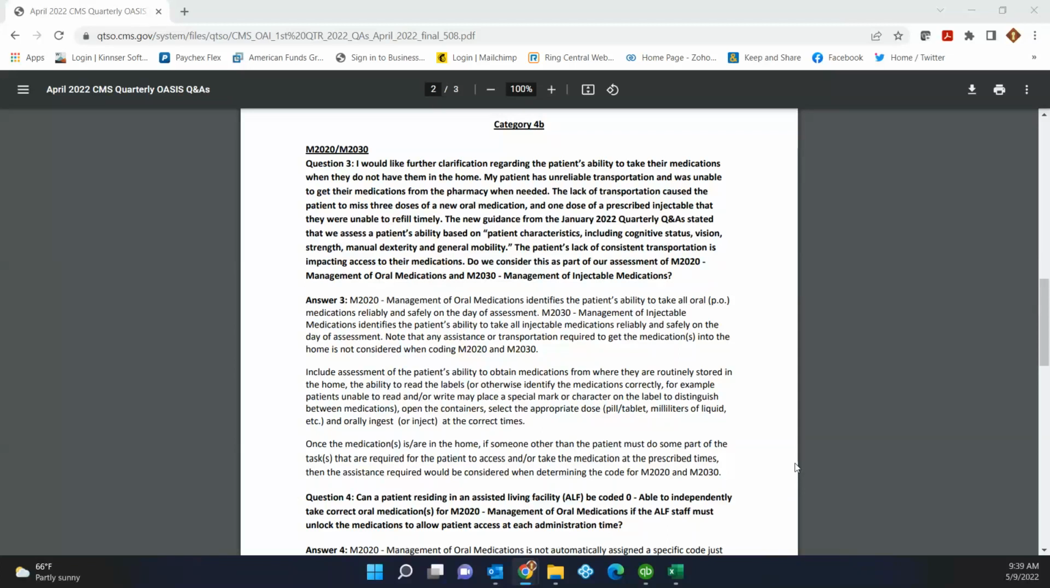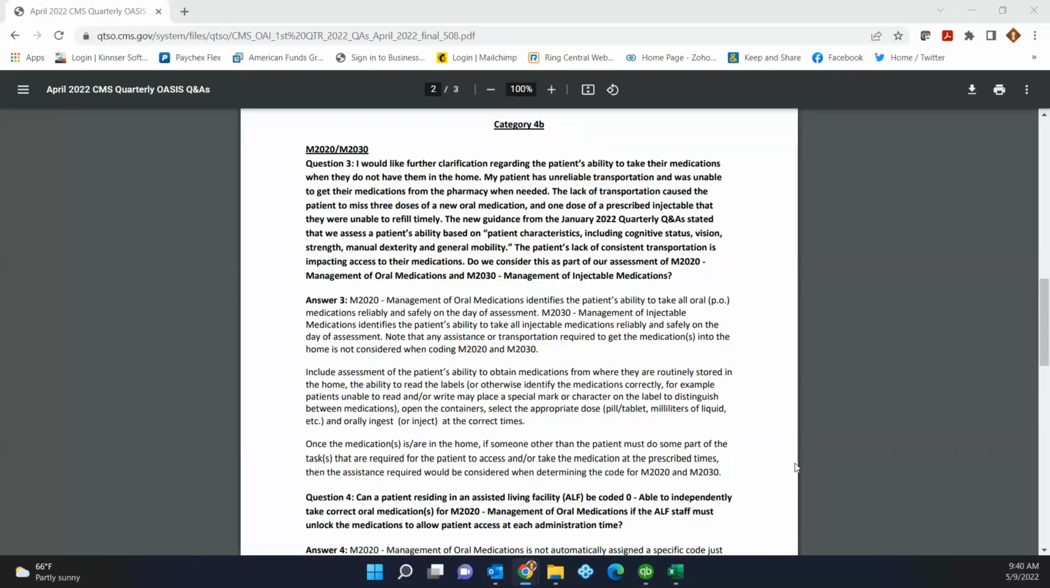and needs to be given clear consideration about these missing doses, especially in the example question that talked about missing several oral and an injectable medication. Does this rise to the level of a clinically significant medication issue? And so, yes, I may need to deal with 2020 and 2030 from these parameters of medications in the home or not.